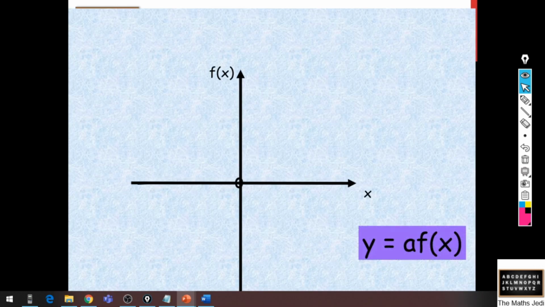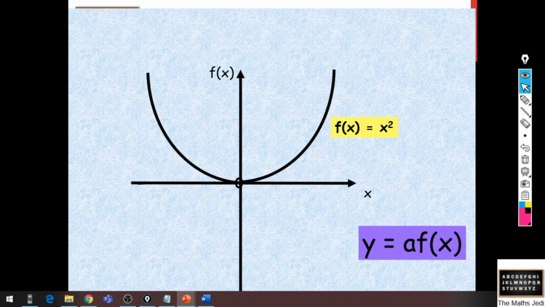So this is the graph of a f of x first of all. We'll start off with a quadratic expression, x squared. So here's x squared, and I'm going to look at 2x squared. So what does that do? Putting a 2 in front of my x squared, this is 2x squared. You can see it's got steeper.